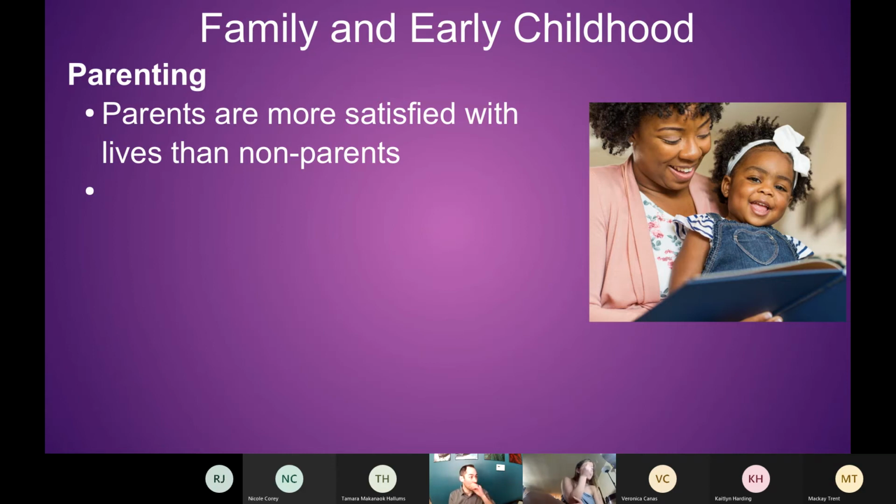All right, so let's talk about family and early childhood, and we're going to focus on parenting styles. With the time it is right now, I'm not sure we'll get to our activity. I think it's going to be the same as last activity that we'll do the first time on Thursday.